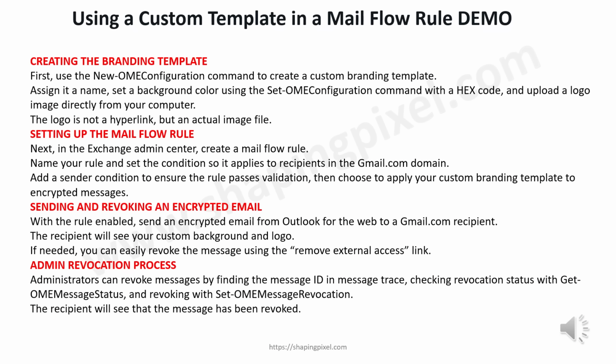Administrators can revoke messages by finding the message ID in Message Trace, checking revocation status with Get-OMEMessageStatus, and revoking with Set-OMEMessageRevocation. The recipient will see that the message has been revoked.